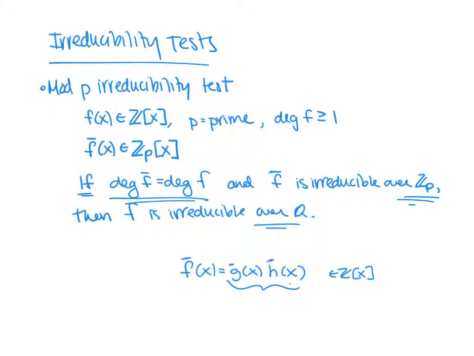So let's look at an example to see how we can use this. All right, so let's look at 5x cubed plus 3x plus 1. This is degree 3. So if it factors, it would factor into a degree 2 and a degree 1. Now, that means we just need to check that it doesn't have any roots.